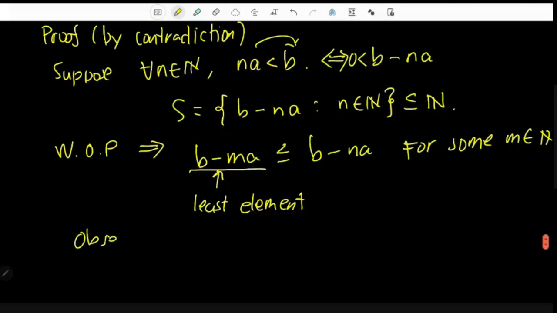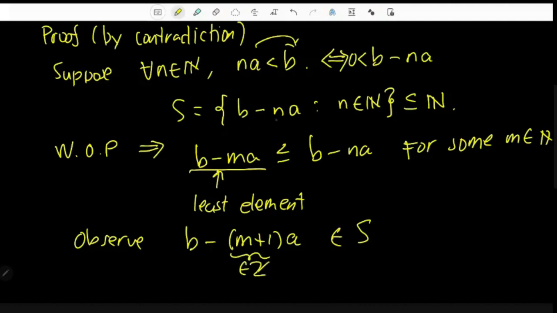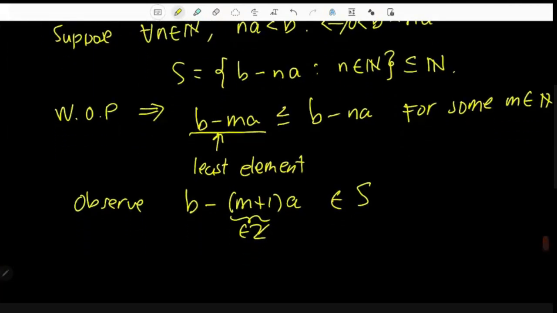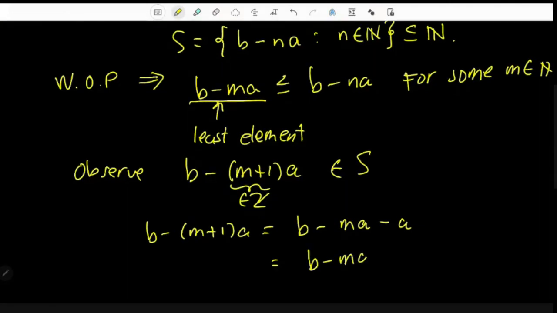Now, observe natin yung element na B minus M plus 1 A. Di ba yung M plus 1 integer? So, yung B minus M plus 1 times A ay nasa S. Aha. Kasi, this is an integer. Ano ba mga laman ng S? Lahat ng of the form B minus NA. So, this is an element of S. But if we simplify B minus M plus 1 A, that's equal to B minus, by the distributive property, MA minus A. Tama? Okay. So, this is equal to quantity B minus MA minus A.